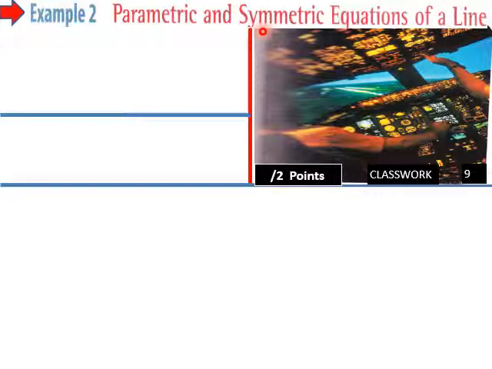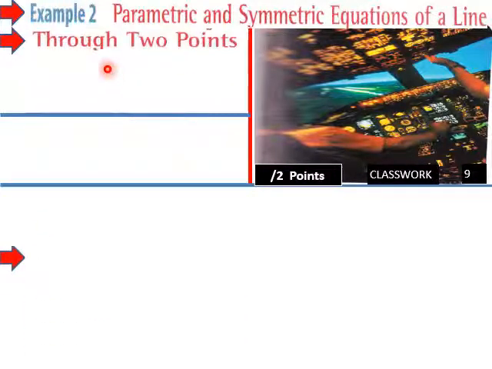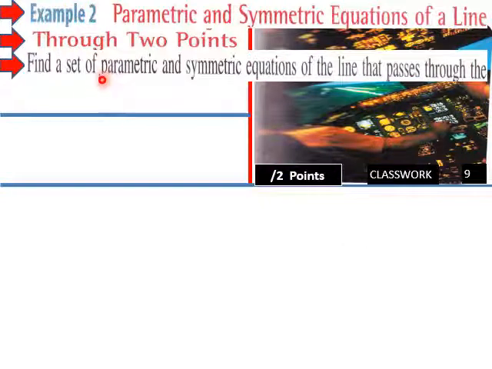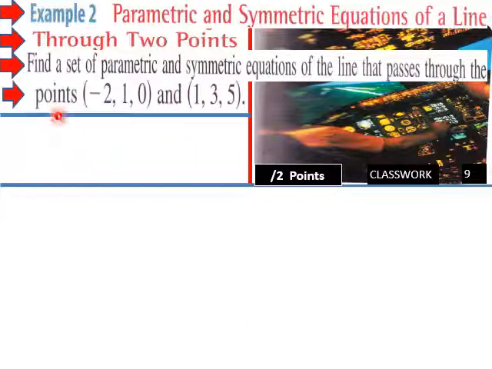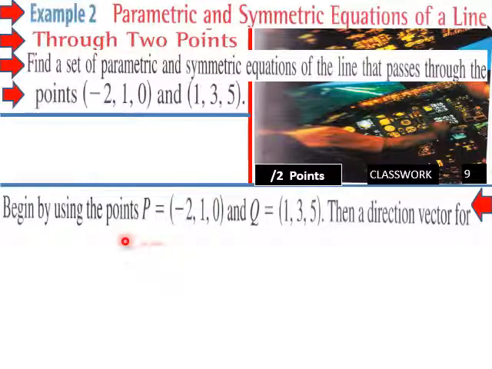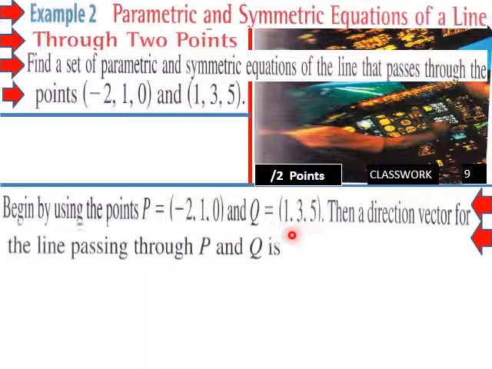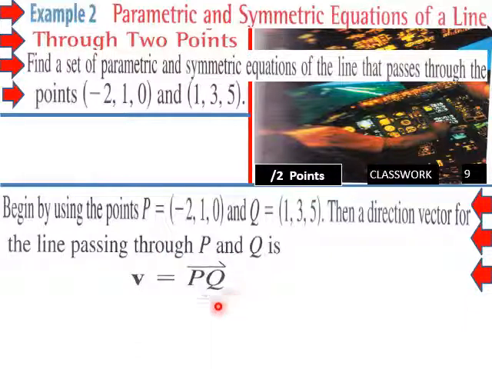Parametric and symmetric equations of a line through 2 points. Find a set of parametric and symmetric equations of the line that passes through the points negative 2, 1, 0, and 1, 3, 5. So begin by using the points P equals negative 2, 1, 0, and Q equals 1, 3, 5. Then a direction vector for the line passing through P and Q is V equals vector PQ.